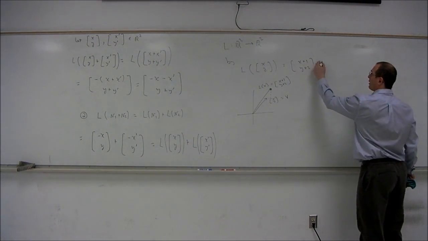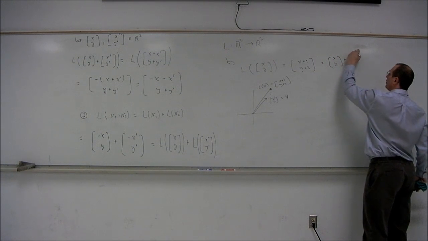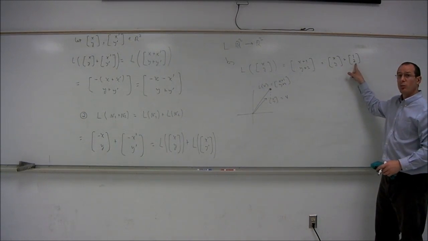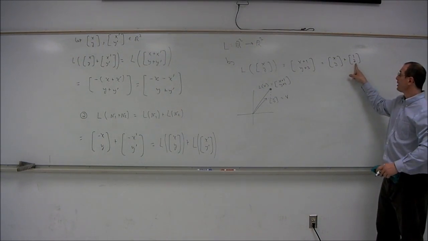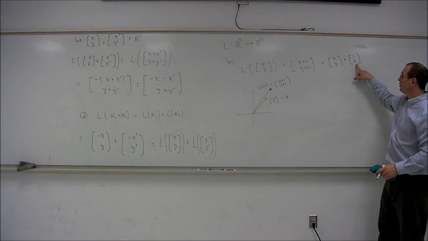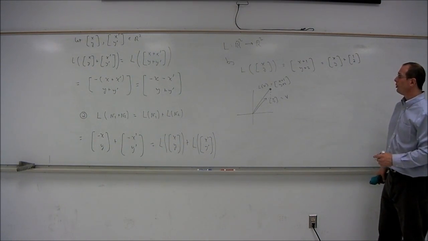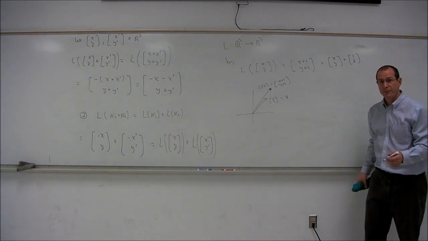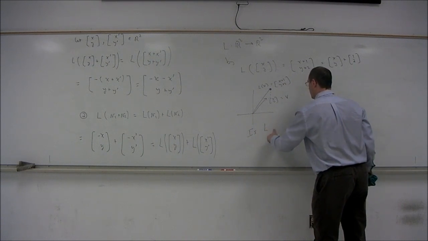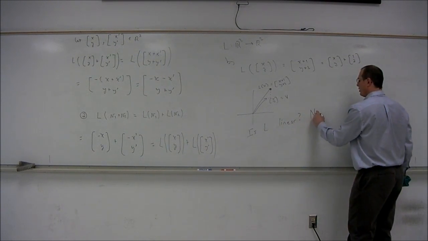We can write it as xy plus 1, 2. So essentially this transformation is taking a vector and adding the vector 1, 2 to it. This would be considered a translation by the vector 1, 2. So is this a linear transformation? Is L linear? And the answer is no.